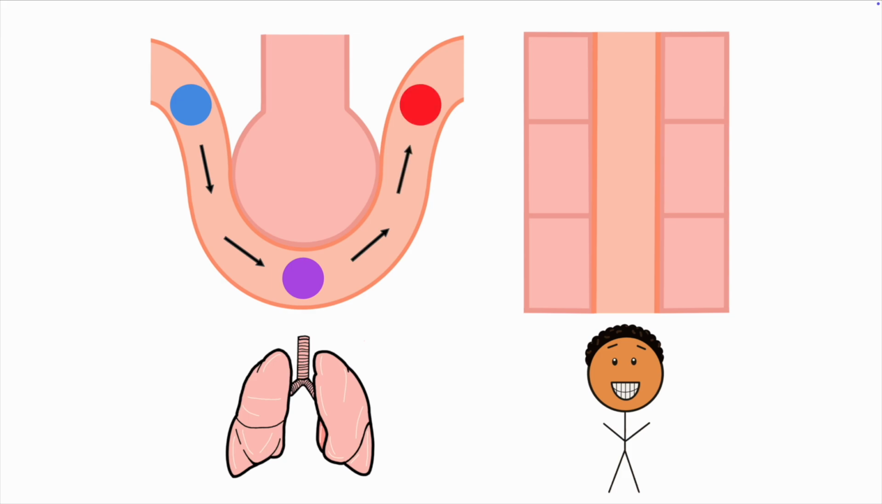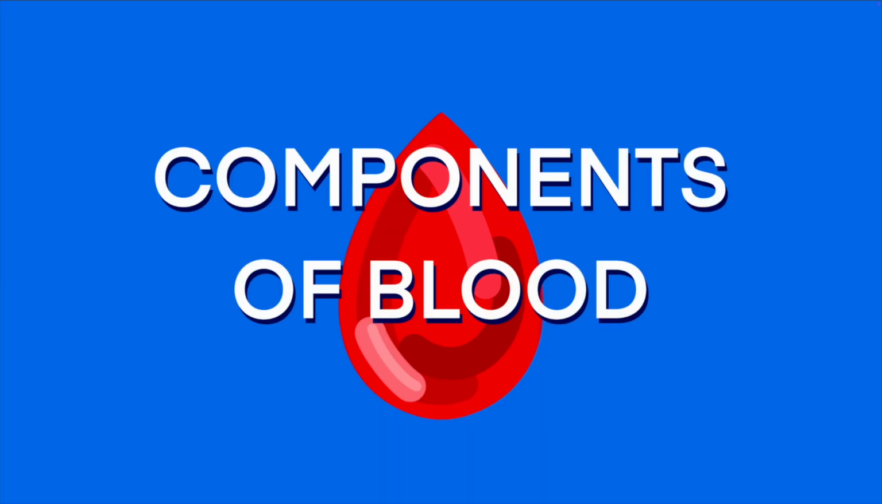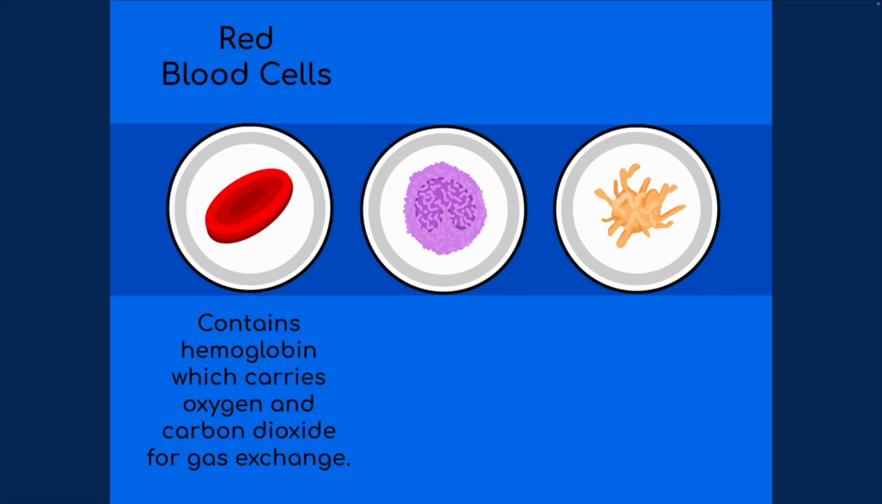Those red blood cells then travel to the systemic circuit in the rest of the body, where oxygenated blood gives oxygen to tissues to facilitate cell functions. The deoxygenated blood then travels back to the pulmonary circuit for the cycle to continue repeating. Now, let's explore the components of blood. Red blood cells contain hemoglobin. Hemoglobin carries oxygen and carbon dioxide for gas exchange.